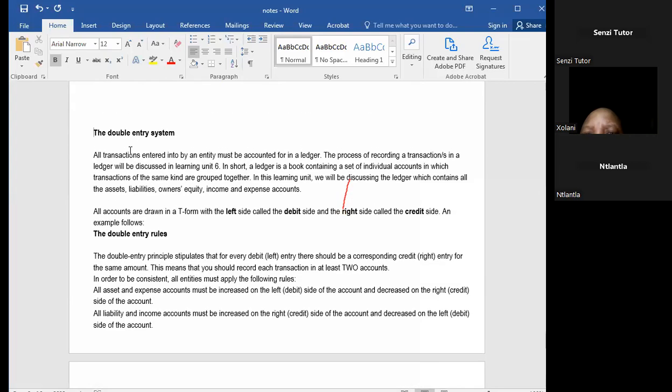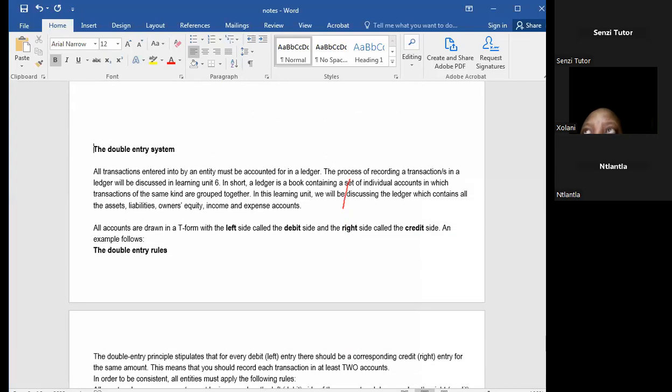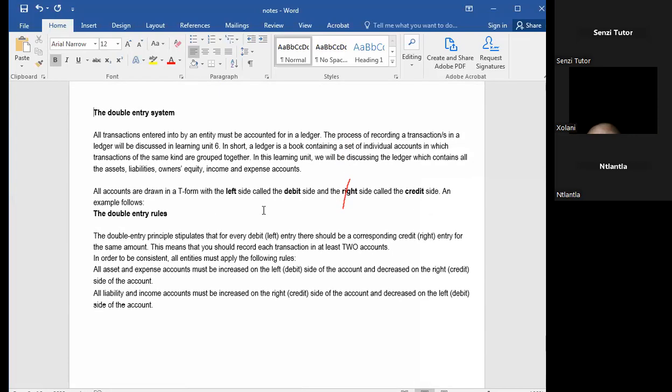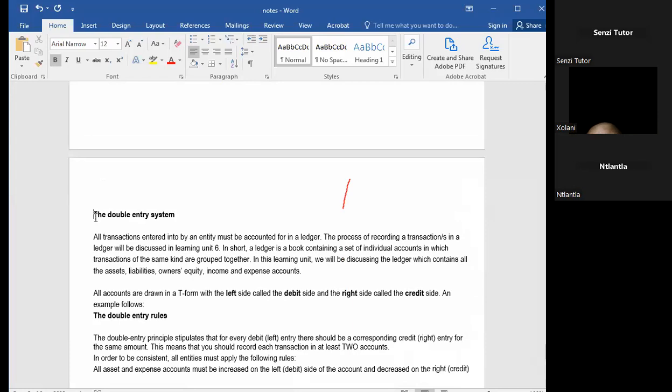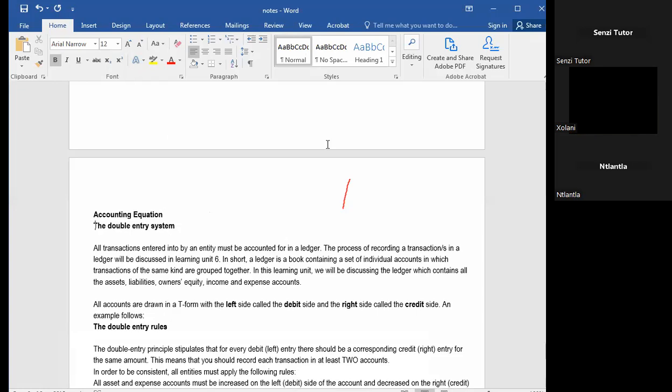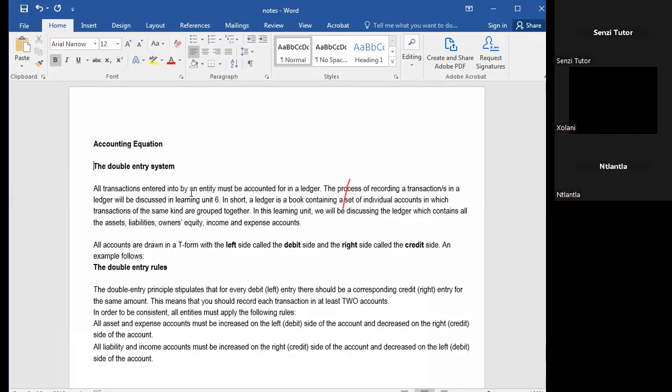Then from the double entry principle, we can look at the accounting equation. Now, after we've done everything, I want to introduce you to the accounting equation. I want to introduce you to the thing that is called the accounting what? Equation. All right.